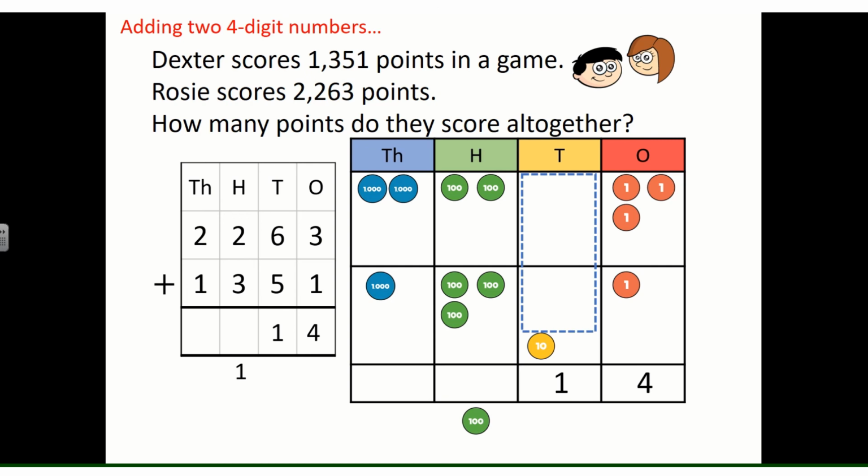I now can move to the hundreds column. 200 plus 300 plus a 100 from my exchange gives me 600. I can then go to the thousands column. 2,000 plus 1,000 gives me a total of 3,000. Dexter and Rosie together score 3,614 points.